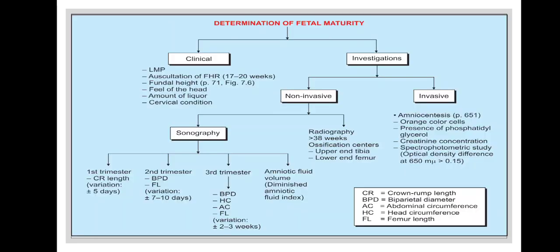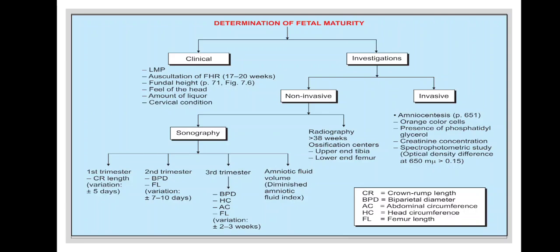So let's look at this diagram, which talks about determination of fetal maturity. Clinically, we talked about the last menstrual period, auscultation of the fetal heart rate, the fundal height, feel of the head, amount of liquor, and the cervical condition. Then investigation. Under non-invasive, we've got sonography and radiography. Under sonography, in the first trimester, you look at the crown rump length. Second trimester, you look at the biparietal diameter and the femur length. Third trimester, you look at the biparietal diameter, head circumference, abdominal circumference, and femur length.